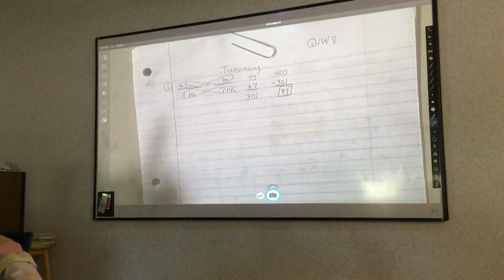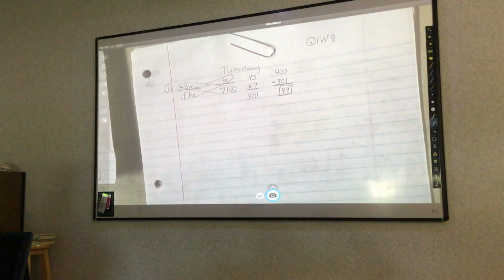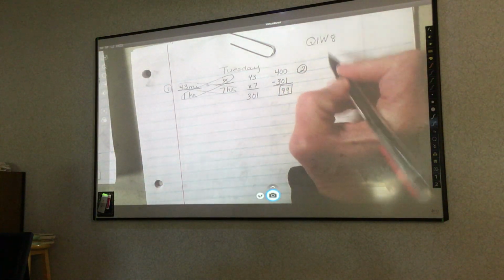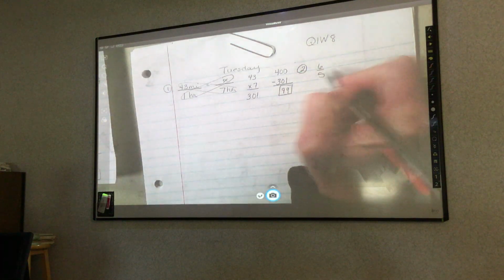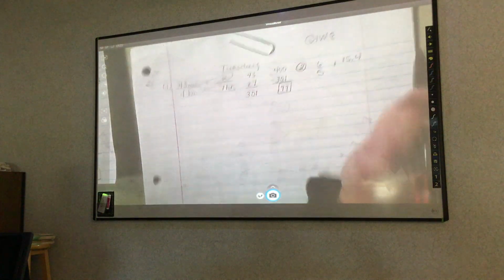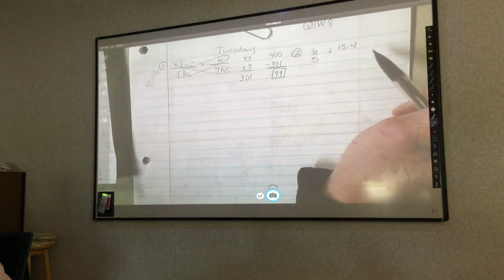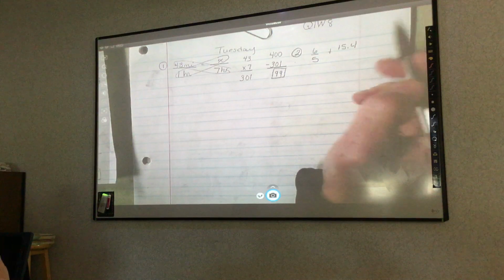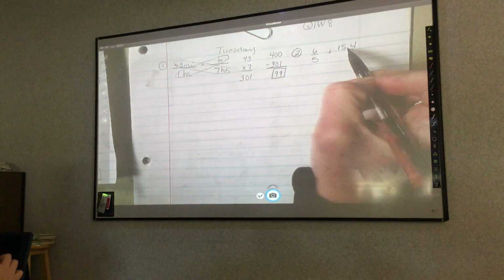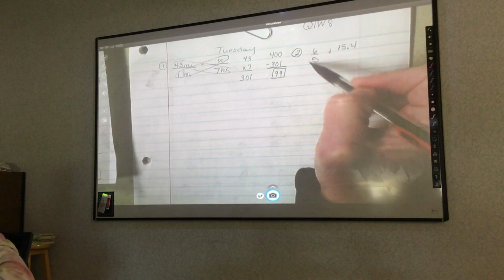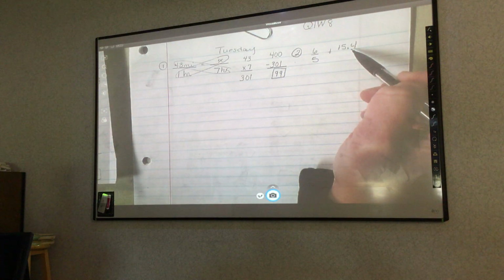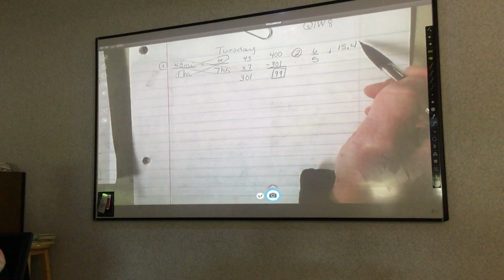Number 2 is everything that we're working on in this chapter. With rational numbers, we have 6 fifths plus 15 and 4 tenths. What do I need to do? Can I add a fraction and a decimal together? No, you need to put it over... So you can't just put that over 1 when there is a decimal. So I either change the 6 fifths to a decimal or change 15 and 4/10 to a fraction. I'm going to show you both ways.